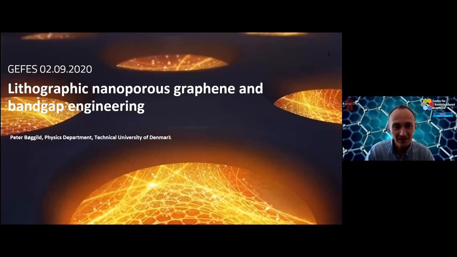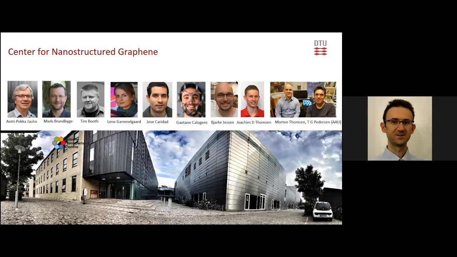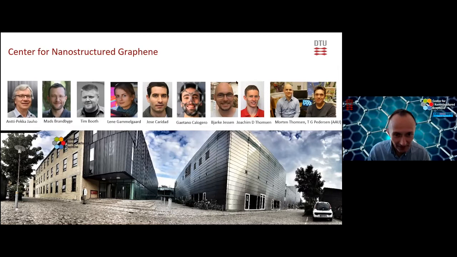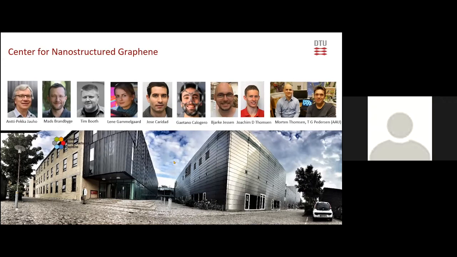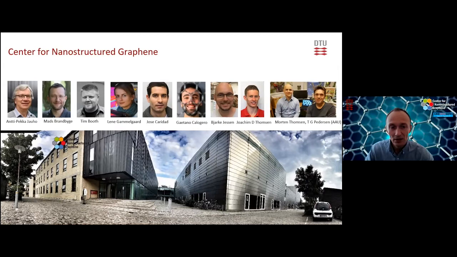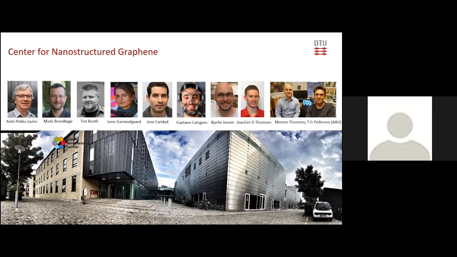I'm looking forward to tell you about some of the research we have done, some of which started a decade ago, but has accelerated a bit the past few years. I am from Denmark. I'm in Denmark right now. It's very weird to be in a conference and not be at it. But this is actually our old building. So we moved now. All our offices and labs are now in a single floor. But these guys from our Center of Excellence are the ones that perhaps have contributed the most to what I will present in the next half hour. In particular, Lene Gammelgaard and Bjarke Jensen, Jose Haridat, Gaetano, Mass, actually many of them, and Tim Booth.